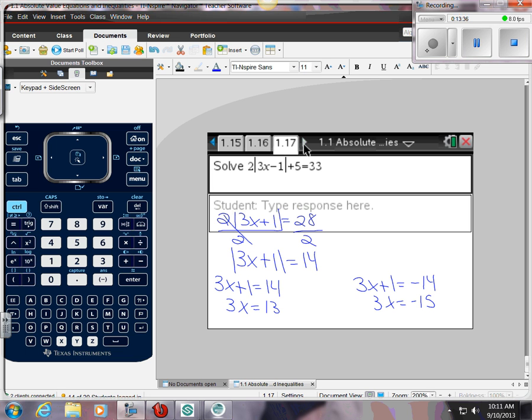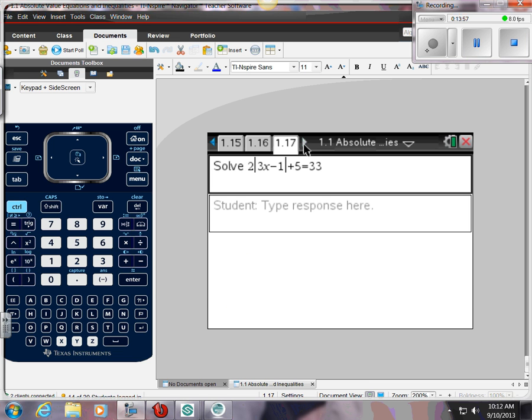Did you mess that up? Negative 13? Oh, I wrote it wrong. All the way up there? Son of a gun. Redo. I got an F. I need to slow down. Okay, sorry about that, guys.